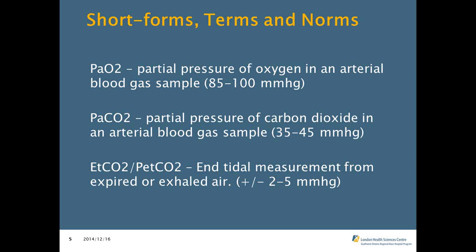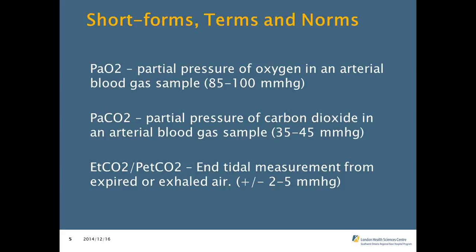So in terms of nomenclature for this presentation, a few terms that you need to be familiar with. The PaO2, which refers to the partial pressure of oxygen in an arterial gas sample. In a normal, non-sick individual, this usually runs between 85 and 100 millimeters of mercury. The partial pressure of carbon dioxide, when measured in the same blood sample, usually runs between 35 and 45 millimeters of mercury. So that's in a normal, healthy individual.